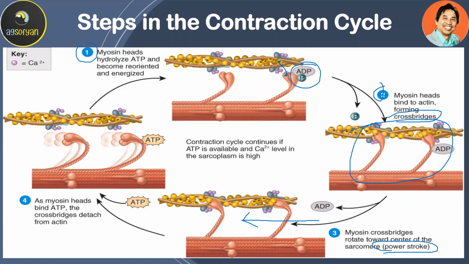Okay? In order to detach this bridge, a new ATP has to be produced and attached to the myosin head. So whenever ATP attaches to the myosin head, it will detach the bridge. It will release the attachment. And this is what we call the detachment of the cross bridge. It requires an ATP.